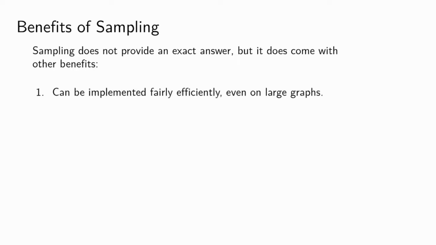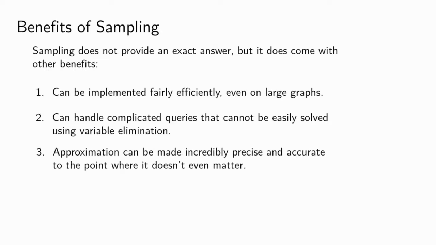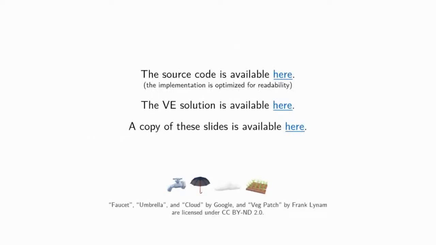And sampling, yeah, it doesn't provide an exact answer per se, but it can as you let the number of samples grow larger and larger. It's fairly efficient, even on large graphs. You can handle more complicated queries than you could with variable elimination. And I mean, the approximation can be made very precise. So I mean, it doesn't matter.